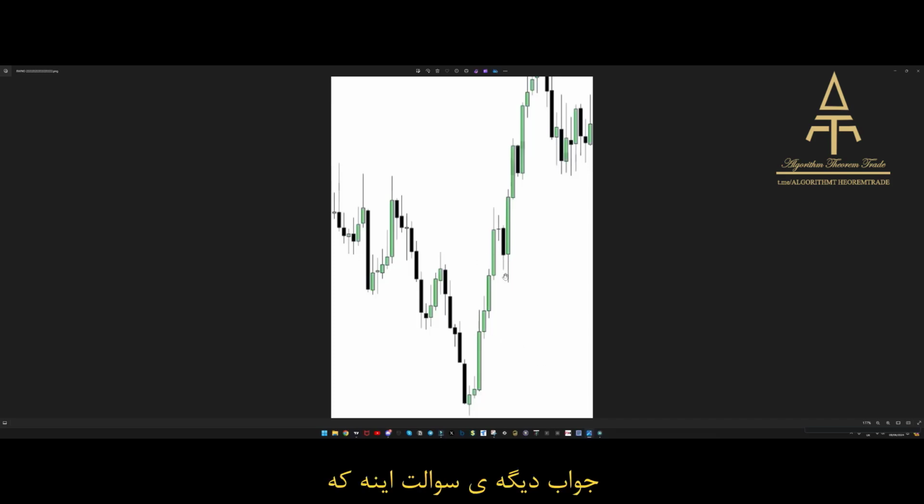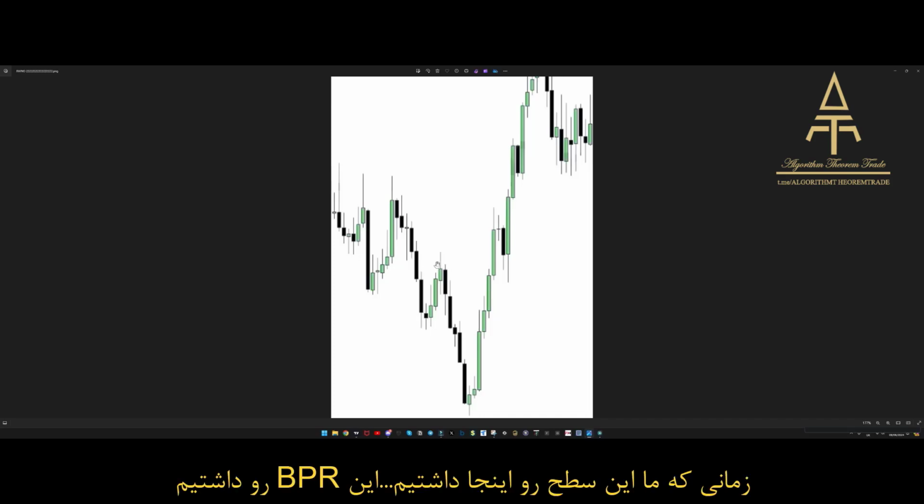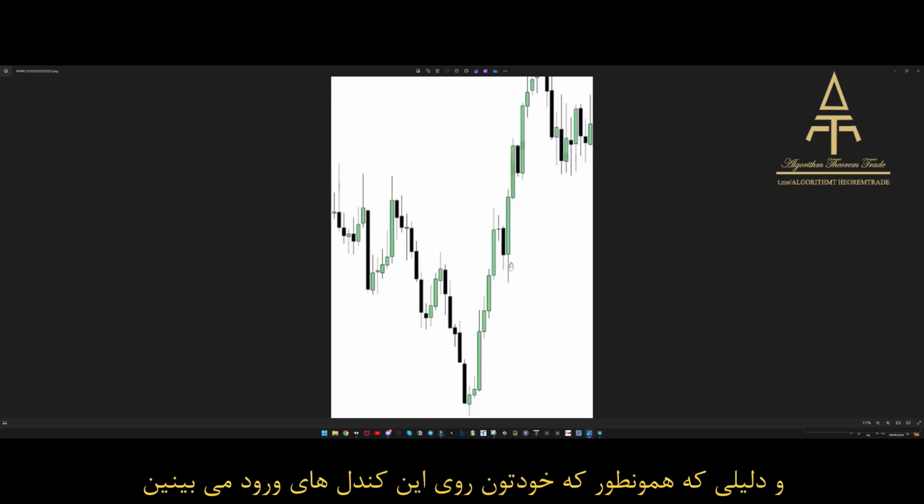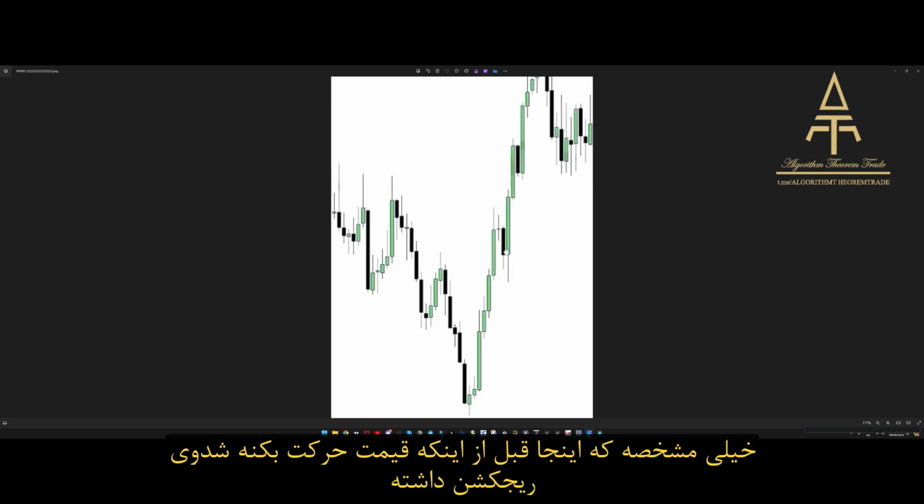The other answer to the question is, mate, what the average person doesn't know, and what all these other educators can't tell you, is that once we have this level here, this BPR, the reason price will not come back down to this, and the reason why, as you can clearly see here on these entry candles, we have clear rejection wicks before price moves off, right?